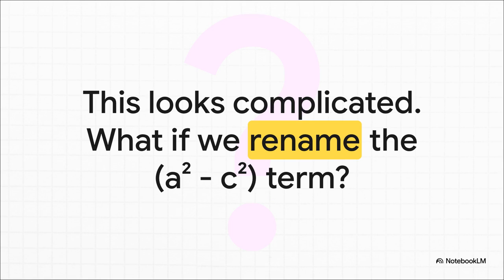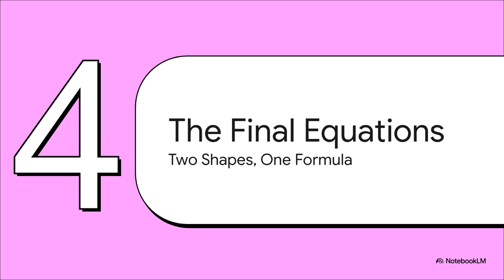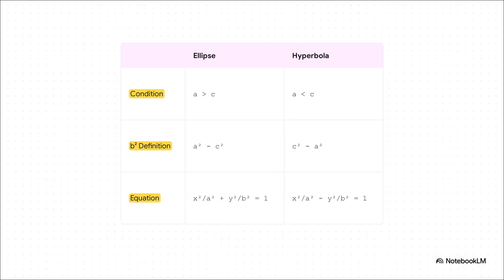To make things way, way simpler, let's just do a substitution. What if we give that whole thing a new, much simpler name? Like, say, b squared. And with that one simple substitution, our single, complicated formula just elegantly splits into two separate, beautiful equations, revealing the standard forms that we all know and love. And it all comes down to whether a is bigger than c. Remember in the ellipse case, a is greater than c, so a squared minus c squared is a positive number. We call it b squared, and our equation simplifies to the standard form for an ellipse, with that plus sign.